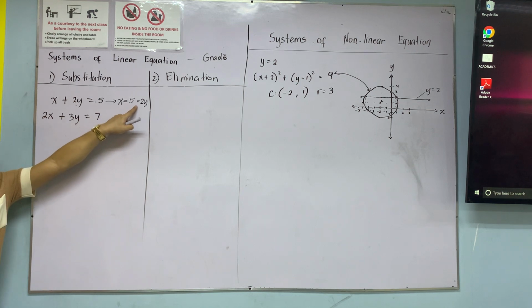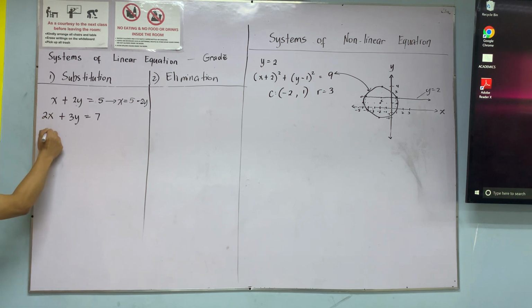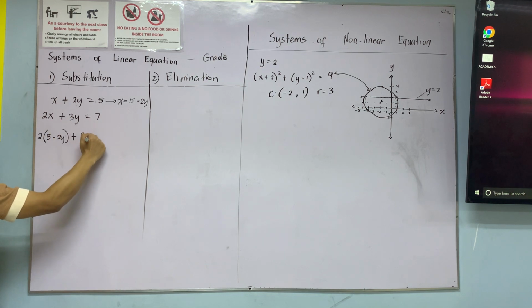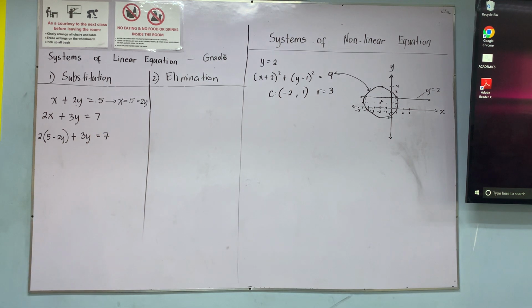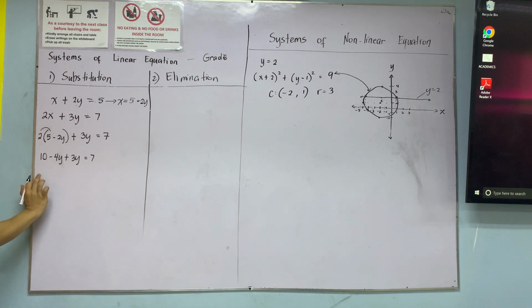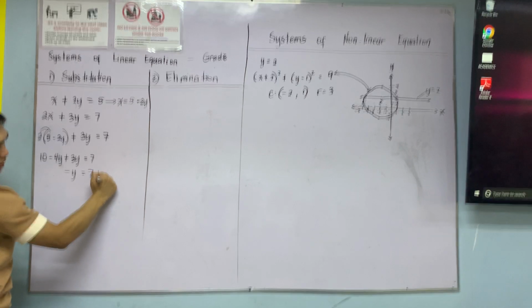Meaning, yung x dito, may value na tayo, ipapalit natin sa x nung nasa second equation. So, ito ay magiging 2 times 5 minus 2y plus, just copy, 3y is equal to 7. So, let's substitute na tayo. We're looking now for y. So, distribute, 2 times 5, 2 times negative 2y plus 3y is equal to 7. Next, combine like terms. Combine na natin si negative 4y. So negative y is equal to 7 minus 10.